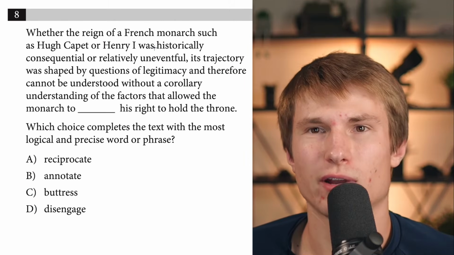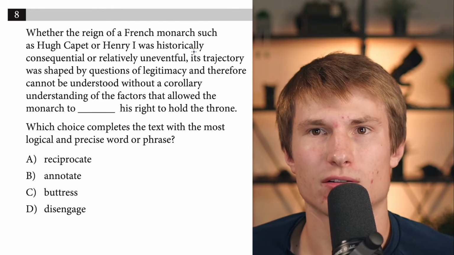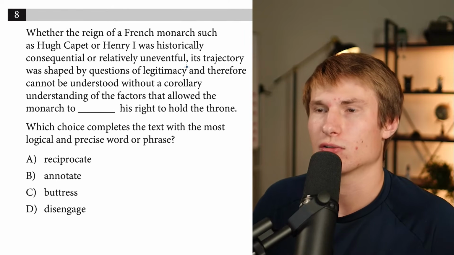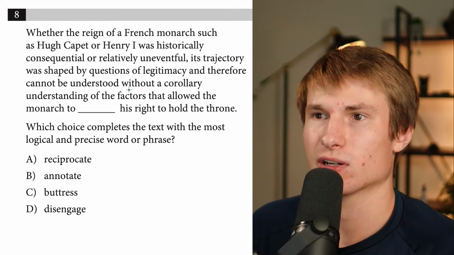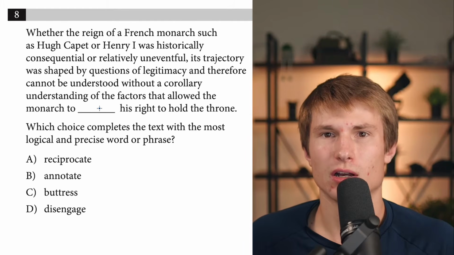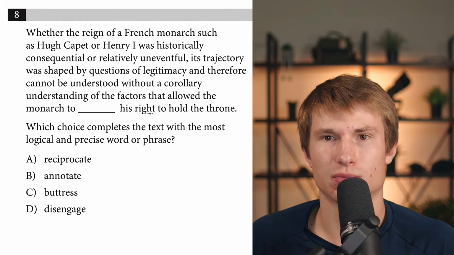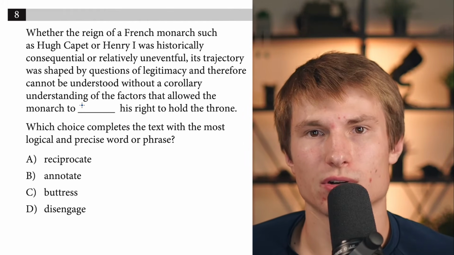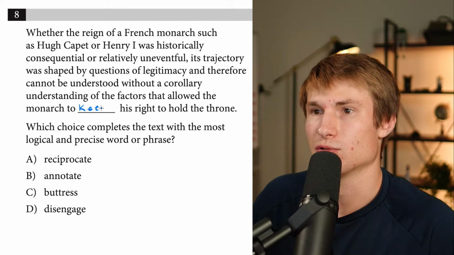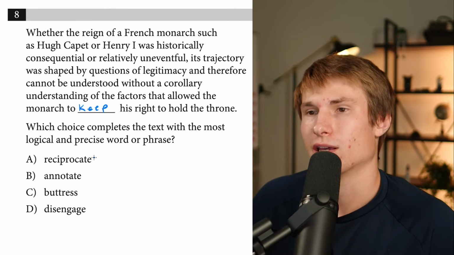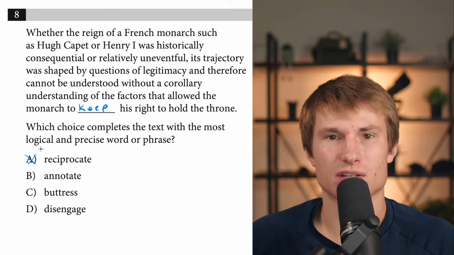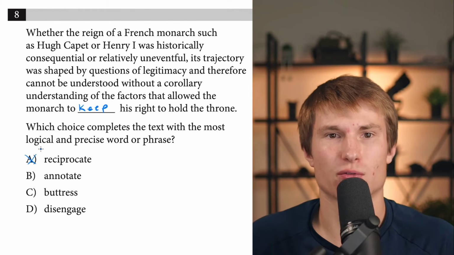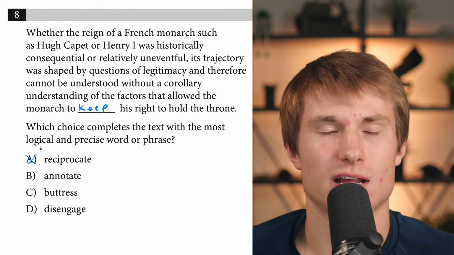Question 8, whether the reign of a French monarch such as Hugh Capet or Henry I was historically consequential or relatively uneventful, its trajectory was shaped by questions of legitimacy, and therefore cannot be understood without a corollary understanding of the factors that allowed the monarch to blank his right to hold the throne. I would assume this is something along the lines of to keep his right to hold the throne. Okay, if we take a look at our answer choices, we've got option A, reciprocate. Well, reciprocate would be something like going tit for tat or going back and forth with someone else or some other party. We see that that is not the case here.